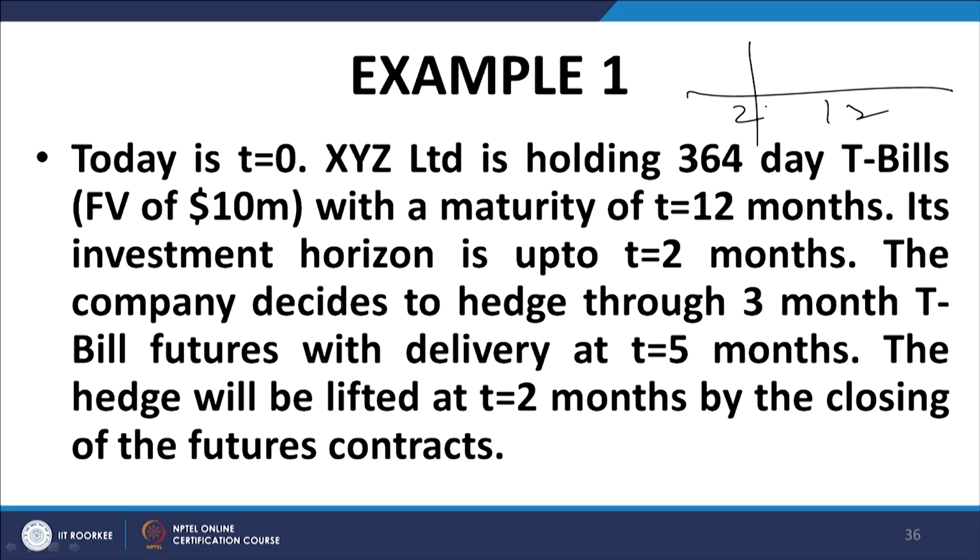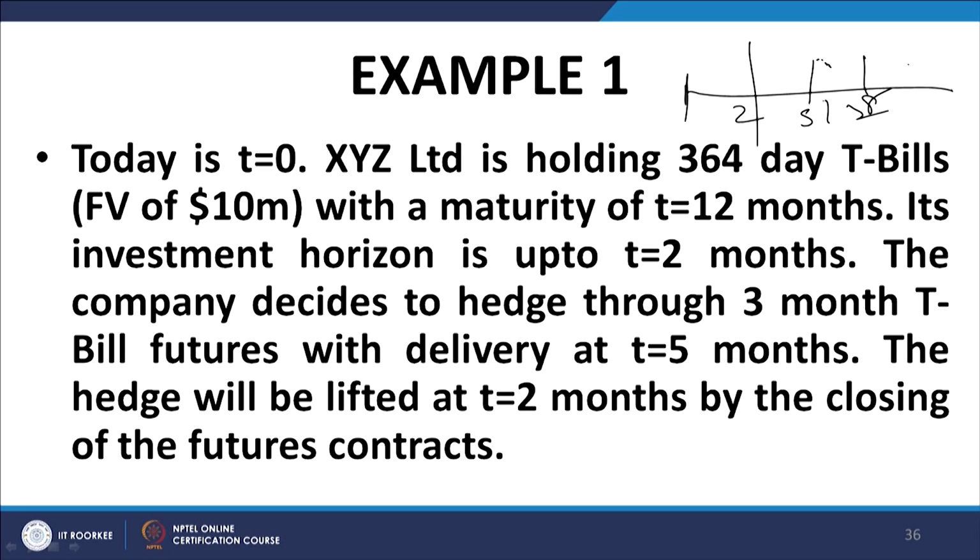The company decides to hedge with 3 month T-bill futures with delivery at t equal to 5 months. That means 3-month futures with delivery at t equal to 5 months. I have taken a futures position at this point. The futures are going to be delivered at t equal to 5 months, and of course, they will mature at t equal to 8 months. I repeat, the futures position is taken at t equal to 0.